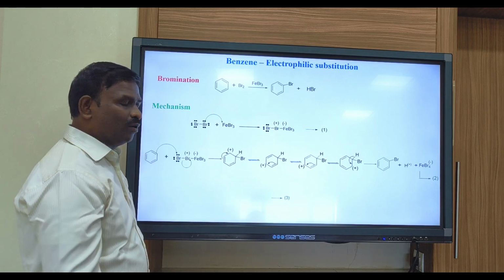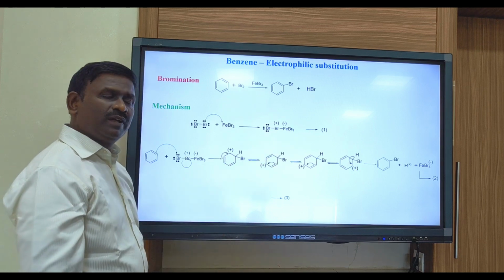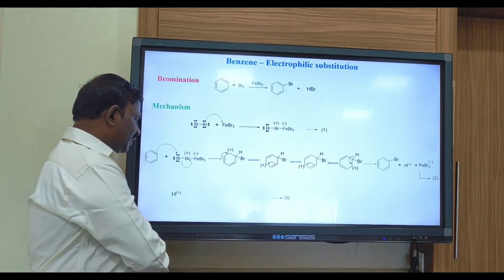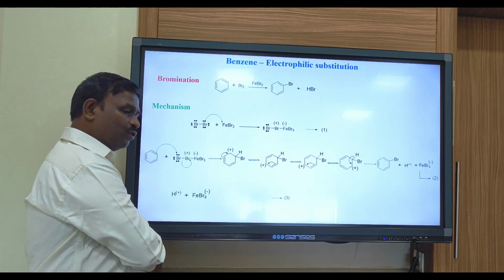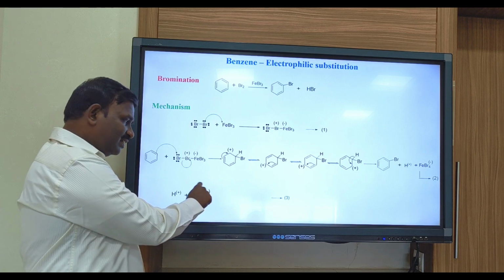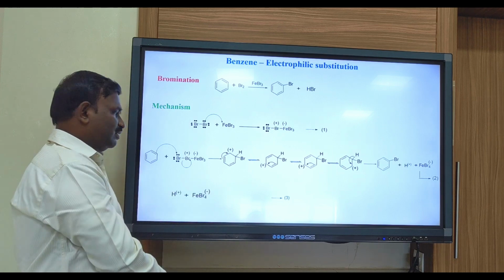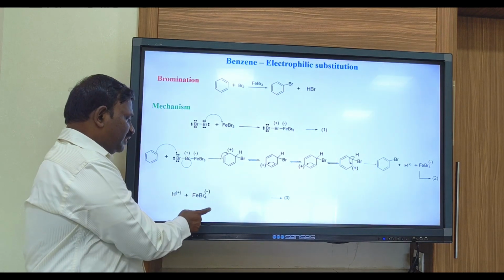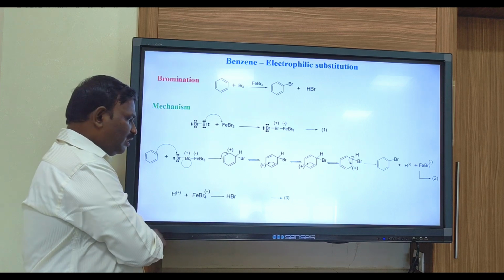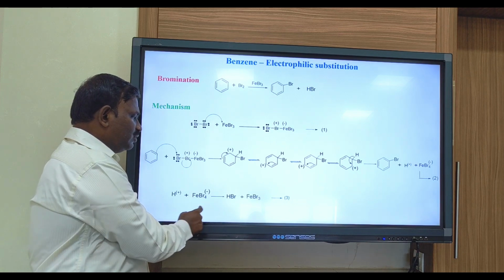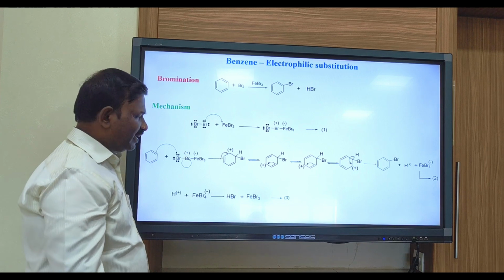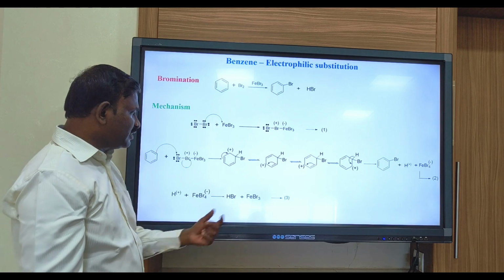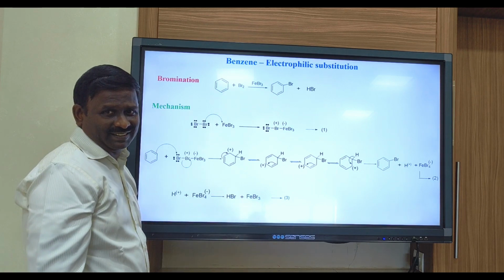The H plus which is formed is unstable. The FeBr4 minus which is formed is also unstable. That's why H plus reacts with FeBr4 minus. This is in excess of electrons, this is in need of electrons. Thus the excess electrons it transfers to H plus through bromine and it forms HBr and it gives rise to FeBr3 back. The FeBr3 that we have used as a catalyst, we have recovered back.